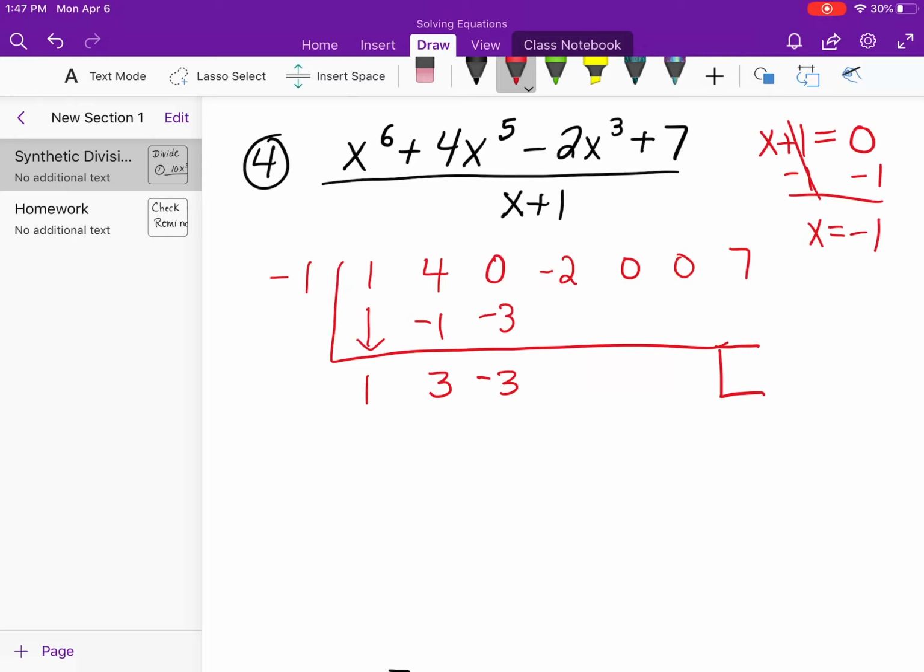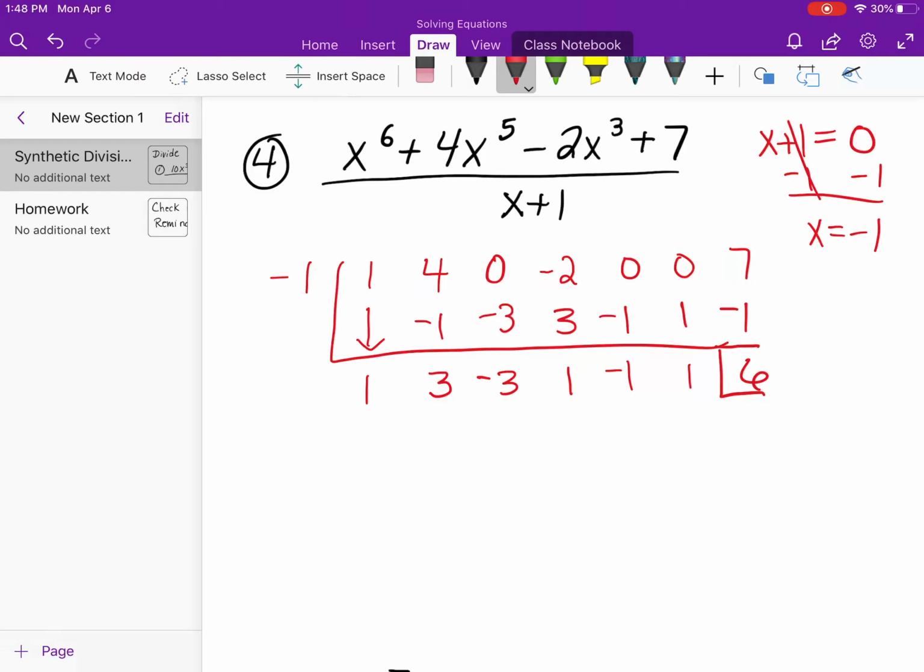-1 times -3 is 3, and then add -2 plus 3, that's just 1. -1 times 1 is -1, then we add 0 plus -1, that's -1. -1 times -1 is +1, 0 plus 1 is 1, and then finally -1 times 1 is -1, 7 minus 1 is 6. 6 is the remainder.